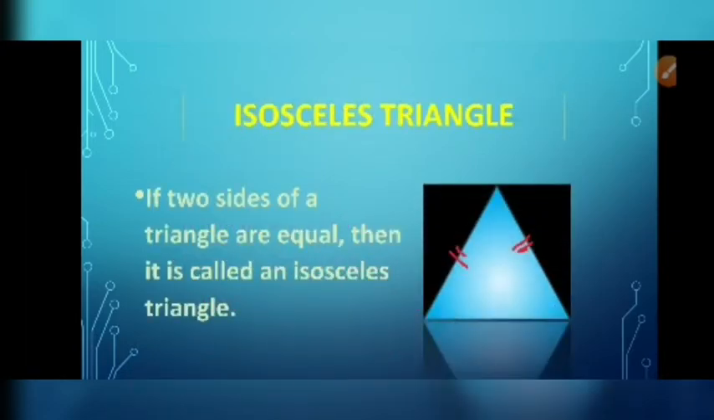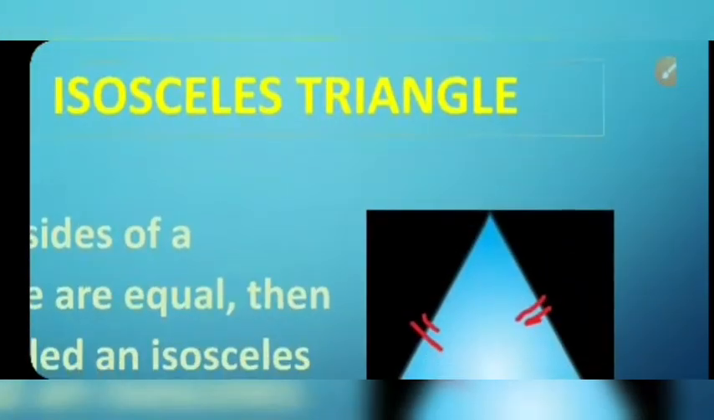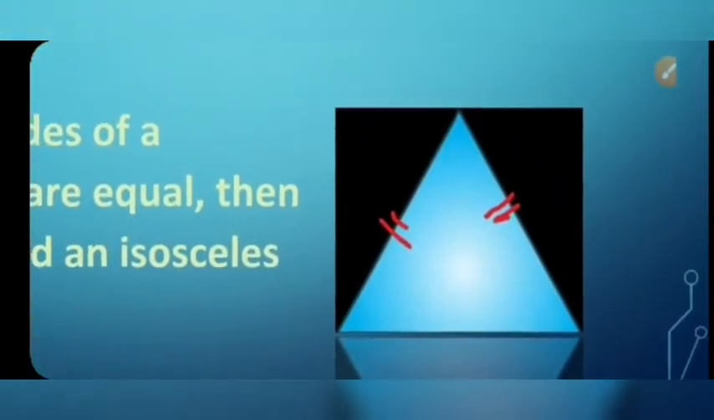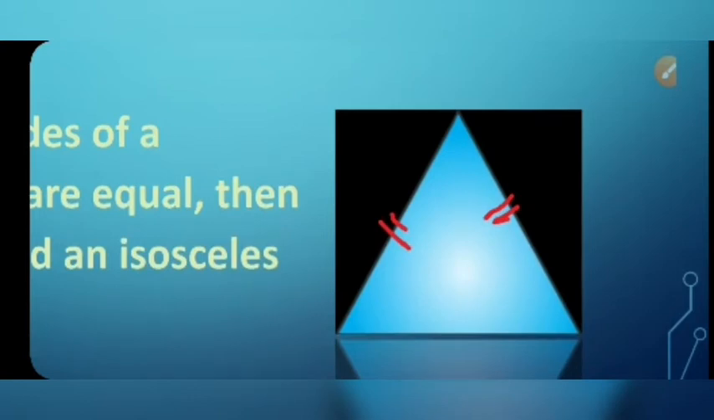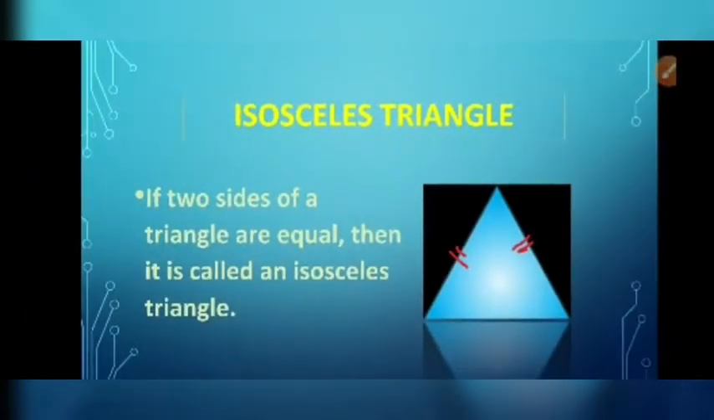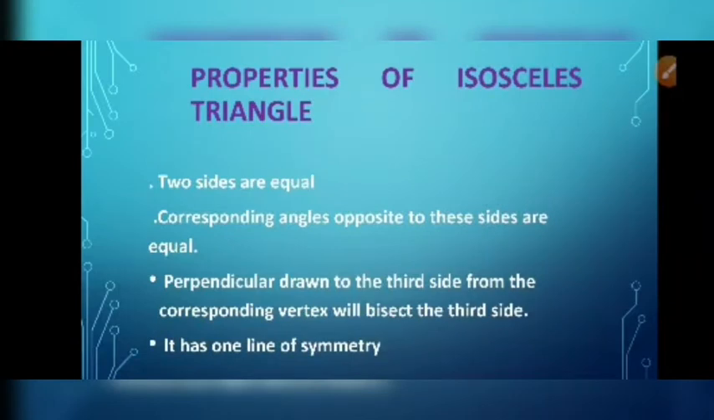The second one is isosceles triangle. If 2 sides of a triangle are equal, then it is called an isosceles triangle. This is an isosceles triangle. The marked 2 sides are equal sides. The third side is called its base. So now what are the properties of isosceles triangle? 2 sides are equal. Corresponding angles opposite to these sides are also equal. That is, base angles are equal. The perpendicular drawn to the third side from the corresponding vertex will bisect the third side. It has one line of symmetry.